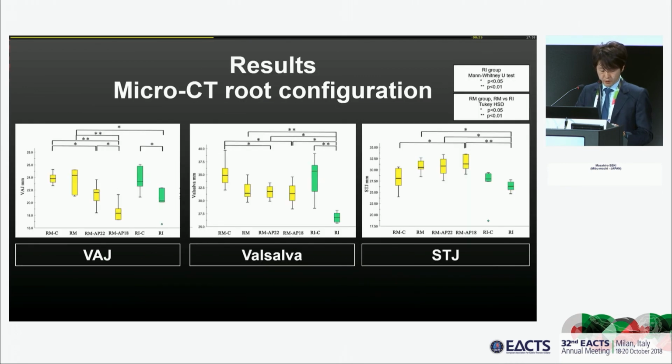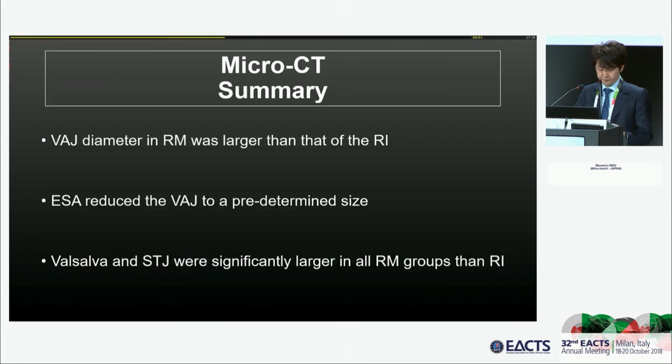The result shows VHA and Valsalva diameter reduction from the control models in the ESA group and the reimplantation. The ESA groups were both comparable to the reimplantation in terms of VHA diameter. All remodeling groups showed larger diameters for both the Valsalva and the ST junction. To summarize the micro-CT test, VHA diameter in remodeling was larger than that of the reimplantation. ESA reduced the VHA to a predetermined size. Valsalva and ST junction diameters were significantly larger for remodeling groups than the reimplantation.